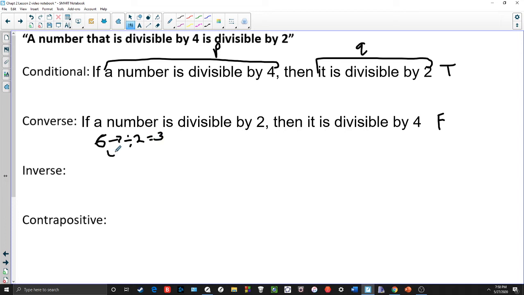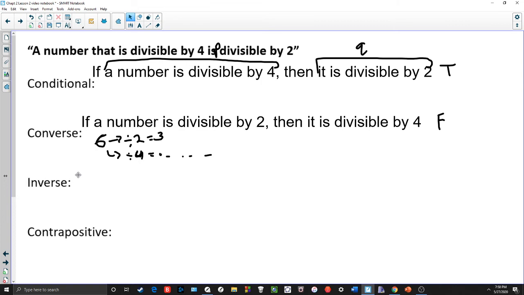But 6 cannot be divided evenly by 4. So 6 divided by 4 is some decimal number, 1 point something. But since it's not a whole number, then it's not divisible by 4. So that would be my counterexample: the number 6.